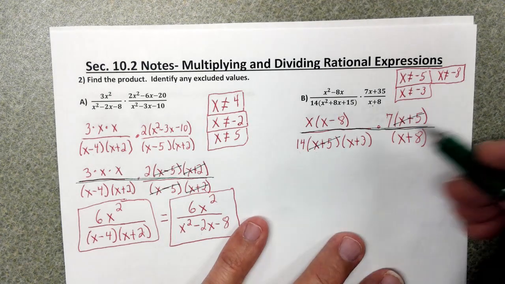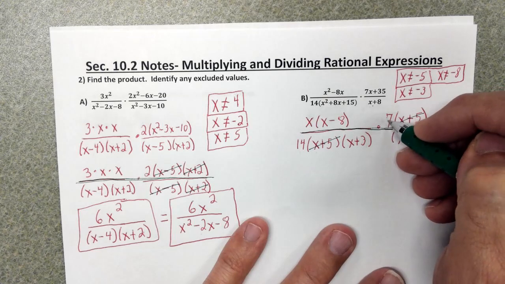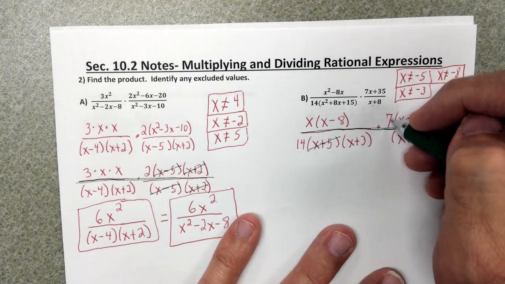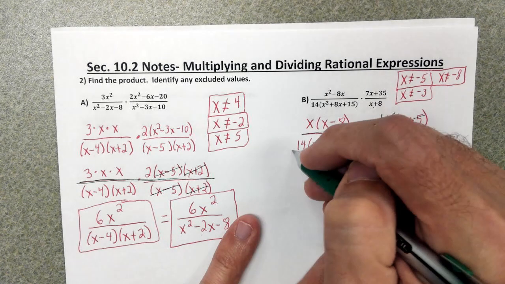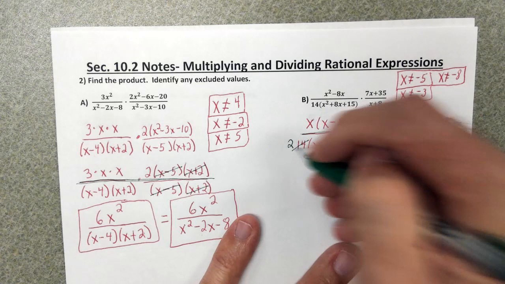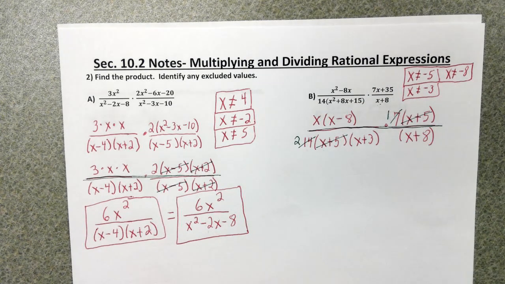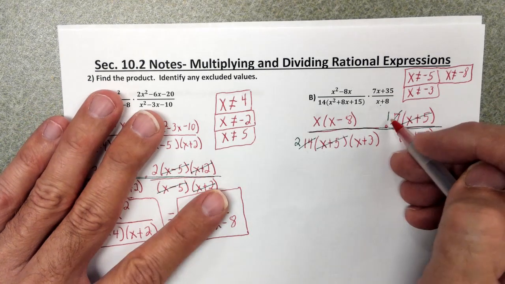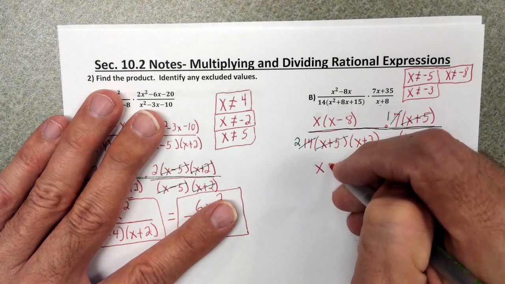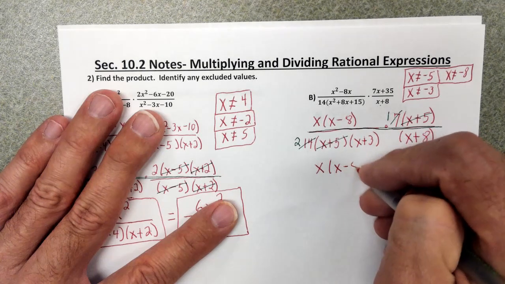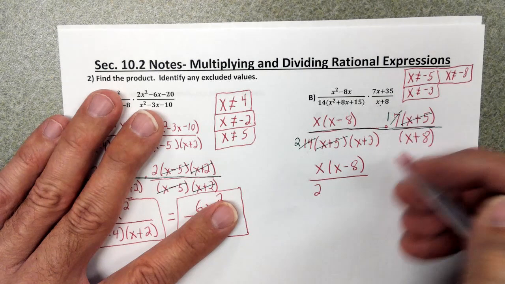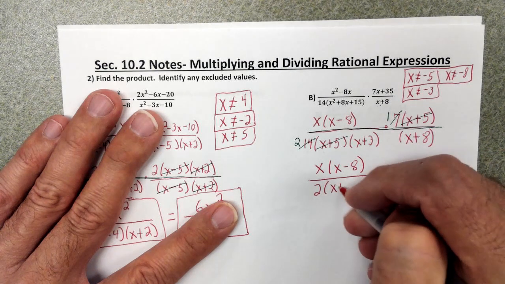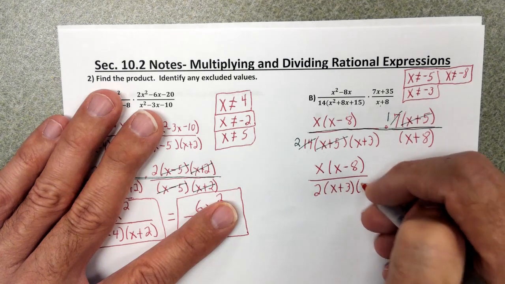The only other thing we can do is reduce our numbers, because 7 and 14 are both divisible by 7. So I'm going to divide by 7, that's going to leave us with 1. I'm going to divide by 7, that's going to leave us with 2. We just reduced the 7 and the 14. So now what we're left with is 1 times x, and that's just going to leave us with x, and then x minus 8. All of that over 2, and then we have an x plus 3 and an x plus 8.